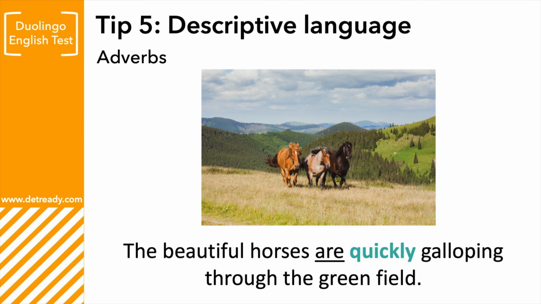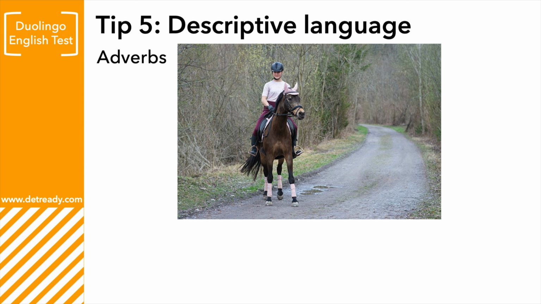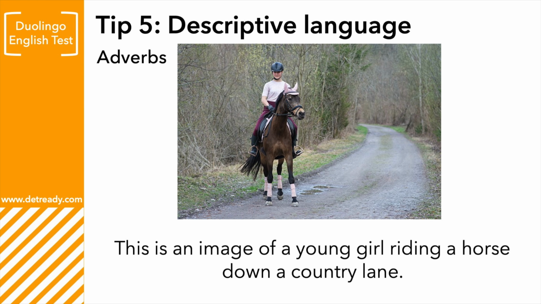In this sentence, the adverb is after the be verb. But it could also come at the end of the sentence, like this. The beautiful horses are galloping through the green field quickly. Another example, this is an image of a young girl riding a horse down a country lane. With an adverb, this is an image of a young girl riding a horse carefully down a country lane. Or again at the end of the sentence.